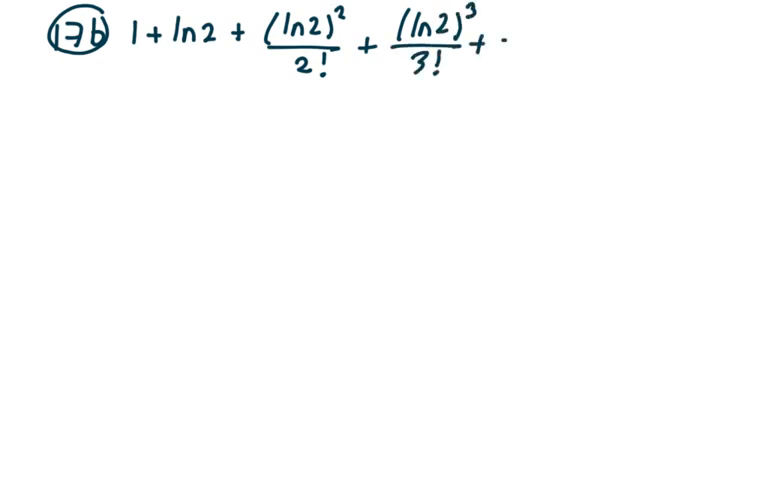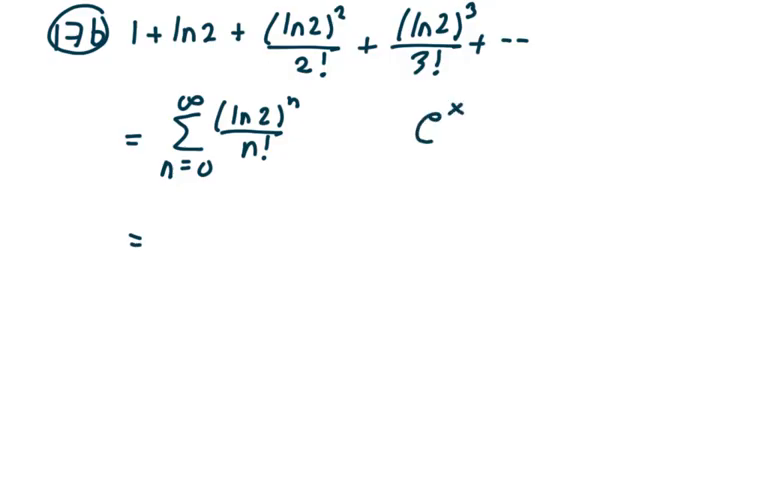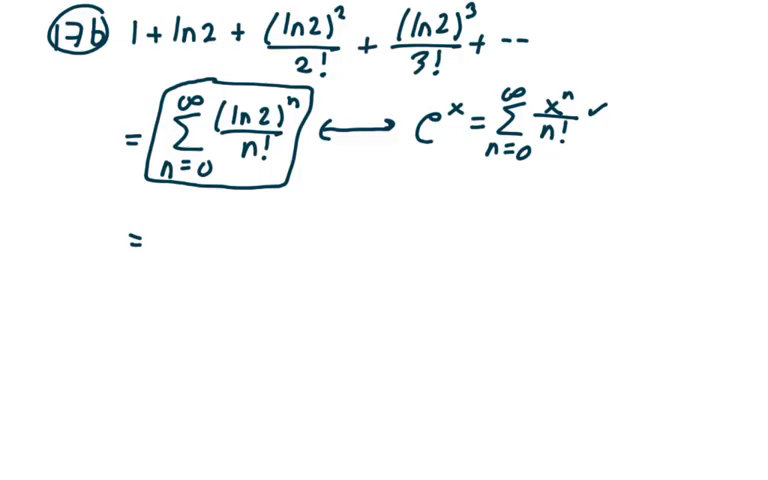(17b) we get 1 plus natural log of 2 plus natural log of 2 squared divided by 2 factorial plus natural log of 2 cubed divided by 3 factorial, and we keep going. This is the summation from n equals 0 to infinity of natural log of 2 to the n divided by n factorial. But if you notice, e to the x is the summation from n equals 0 to infinity of x to the n over n factorial. The only difference between these two series is if I replace x with natural log of 2, I get this series. And in fact, the correct answer here is e to the natural log of 2, which is equal to 2.